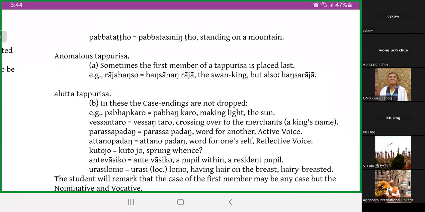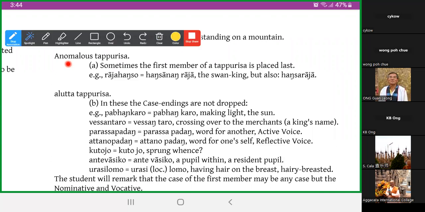Pabatato, Papato Saminto, standing on a mountain. Right? Okay, so we read this one. Okay, so we read together. Anomalous Tappurisa. A. Sometimes the first member of a Tappurisa is placed last.